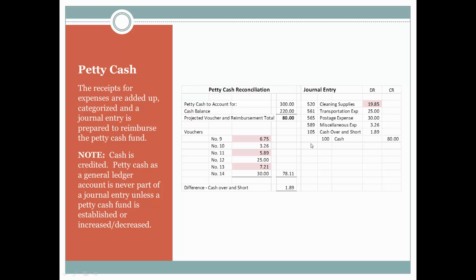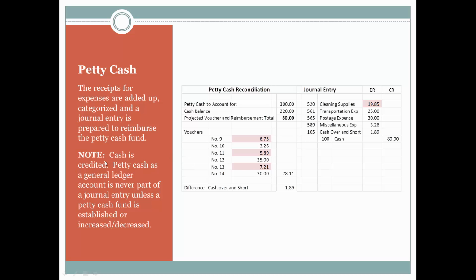Then we have some transportation expenses. So perhaps somebody took a cab to work and they were reimbursed out of petty cash. Then there was postage expense. They took petty cash out and went to the post office and got postage. And then there was a miscellaneous expense of $3.26. Here we have the cash to be reimbursed, and so here we have cash over and short. And so now we know that our journal entry is in balance, and this represents what we would have by way of a journal entry.